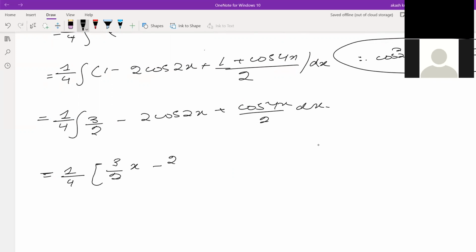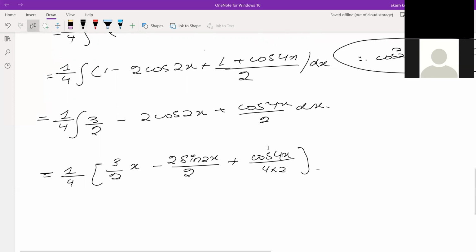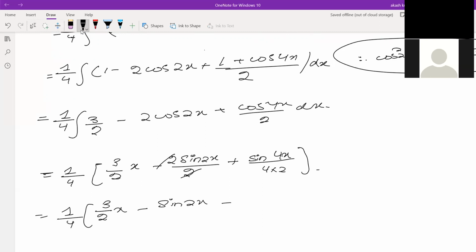minus 2. The integral of cos 2x is sine 2x divided by 2. The integral of cos 4x is sine 4x divided by 4, multiplied with 2. Oh, it's sine 4x. The integral of cos 4x is sine 4x. And 1 over 4, 3 by 2x minus 2 cancel out. So it becomes sine 2x plus sine 4x divided by 8.